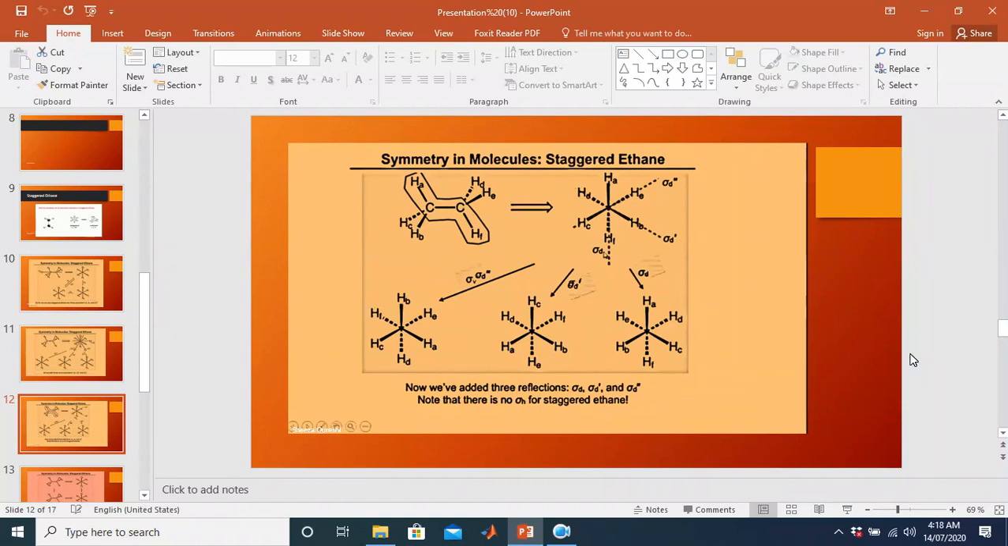So this possesses sigma D operations of three types. So far we have added three reflections: sigma D, sigma D dash, sigma D double dash. Note that there is no sigma h for staggered ethane.